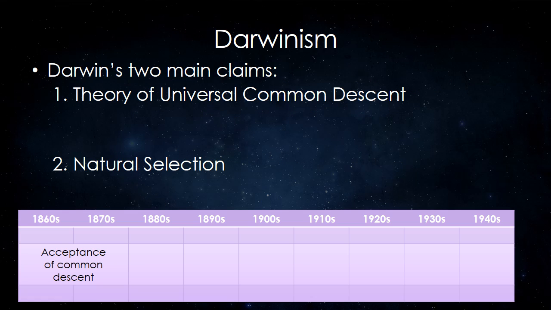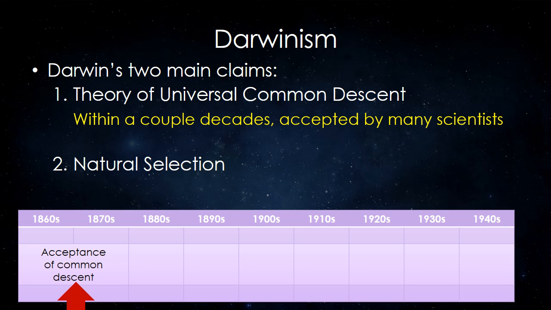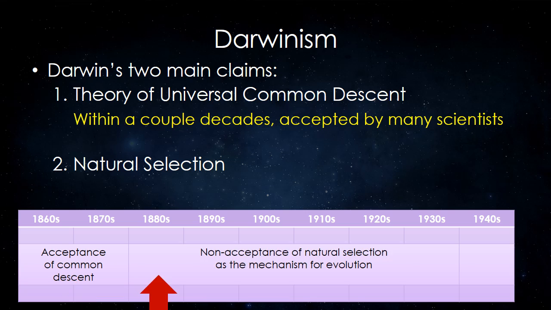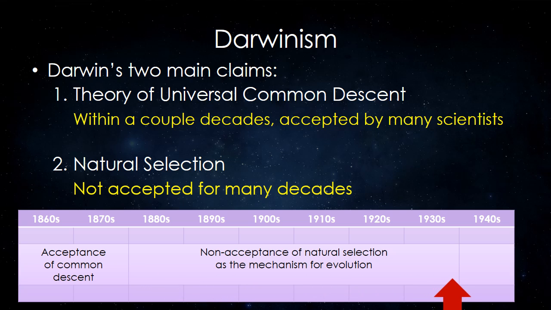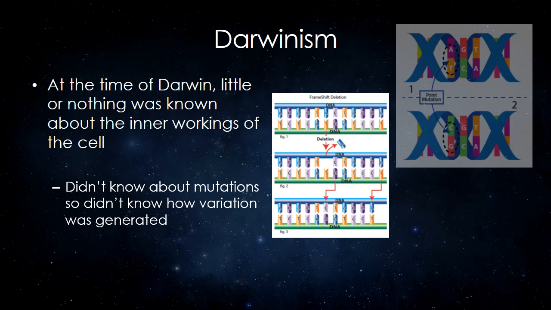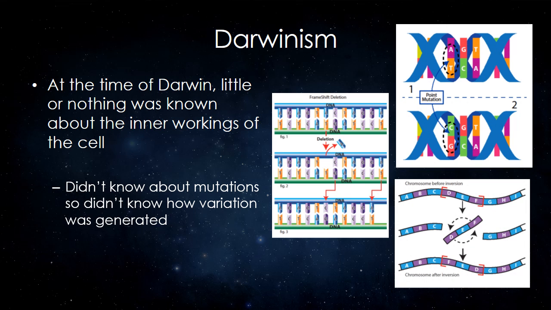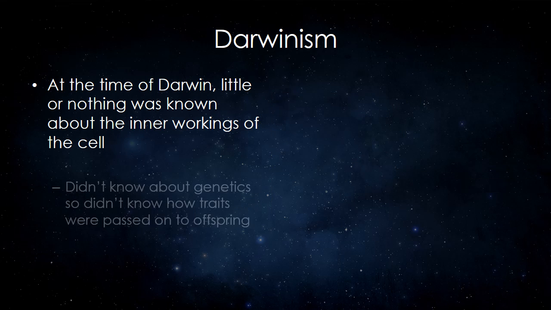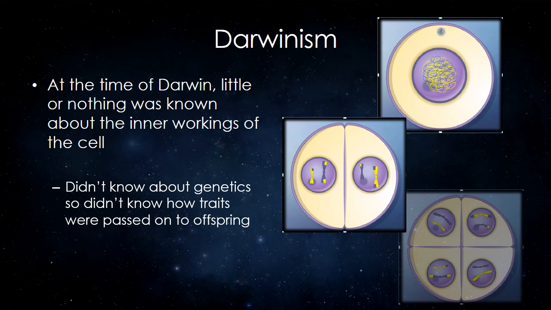Within a couple decades after Darwin's book was published, most scientists had accepted the first of Darwin's 2 claims, the idea of universal common descent. The second claim, natural selection, was not accepted for many decades. Why? At the time of Darwin, little or nothing was known about the inner workings of the cell. Scientists didn't know about mutations, so they didn't know how variation was generated. They didn't know about genetics, so they didn't understand how traits were passed on to offspring.